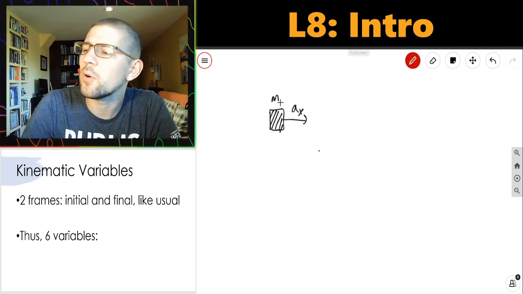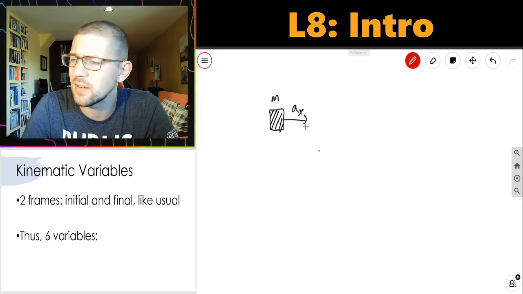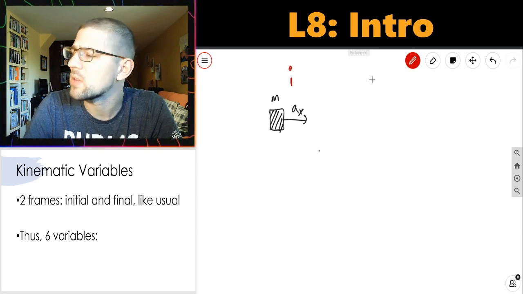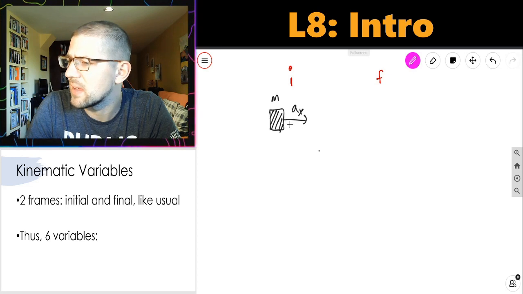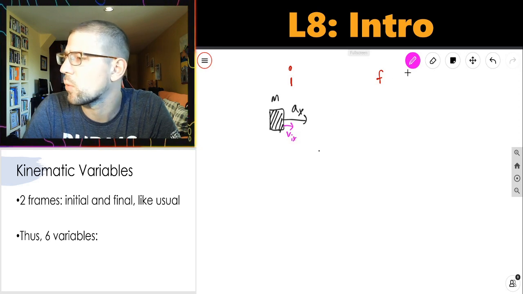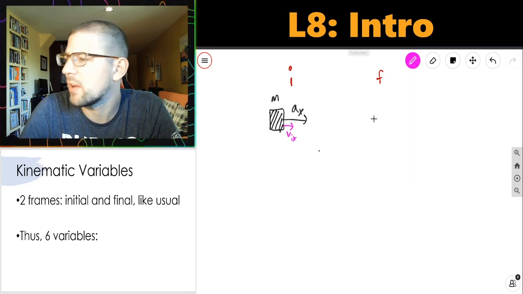A useful construct when talking about most things in physics that we've discussed so far is the notion of a frame, an initial and final frame. So I want you to imagine for a minute that I've got this mass, it's got some acceleration in the x direction, and let's say it also has some initial velocity in the x direction pointing to the right. After some time, it's going to have moved to the right, and it'll have accelerated also.